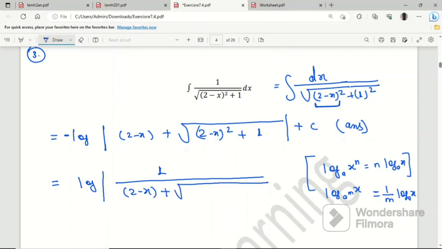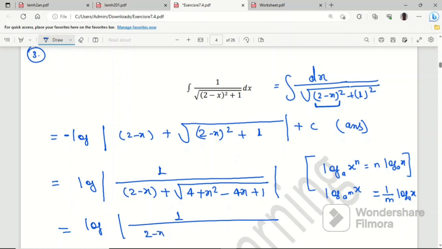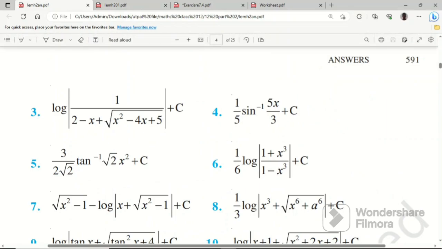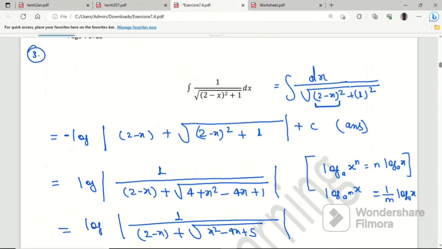Now I will expand it. The identity is (a minus b) whole square, so I'll get a square plus b square minus 4x plus 1. After solving it, I will get log 1 upon 2 minus x plus x square minus 4x plus 5. So now we can check again. Log 2 minus x square minus 4x plus 5, it is right. Okay. So now moving on to the next question.